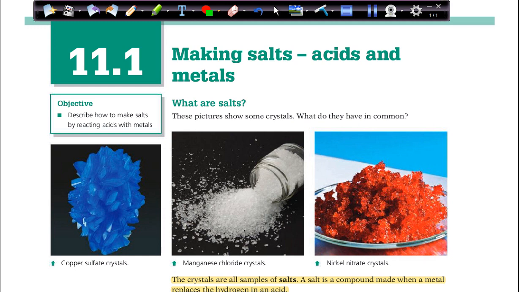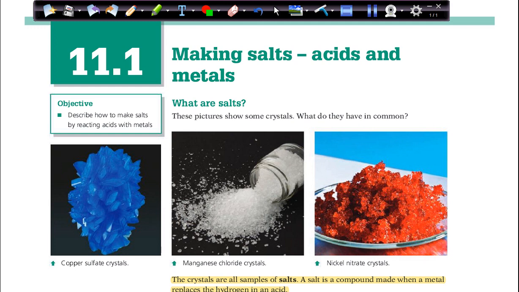Open your books on page 200 and please grab your highlighter to highlight the main points. Making salts, acids and metals. So we can make salts in different ways, but now we will talk about how we can make them from acids and metals. What are salts?